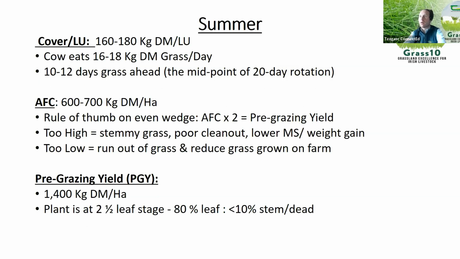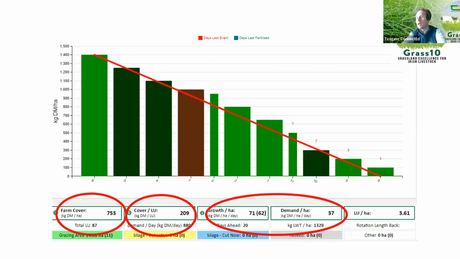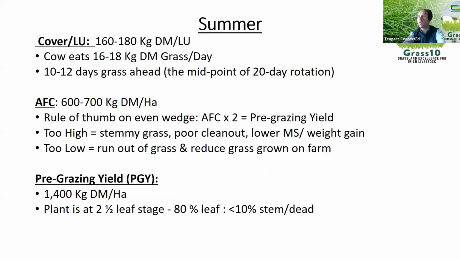And so then in the summertime, as we said in this example here, the cover per livestock unit is 209. So in general, over a summer, if either myself or John came out to a grass group, or came out to your group, we'd ask where the cover per livestock unit is at, and where the average farm cover is at.